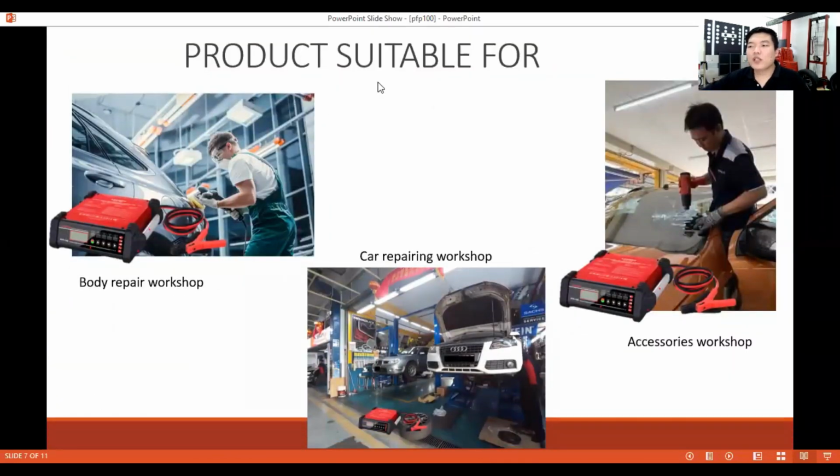Okay. So this product is also suitable for body repair. Why do they use it in body repair? Because when they are installing some kind of electric item, just like a window, after they install it, they make it go up and go down. So in body repair they have many troubles because of the battery current.